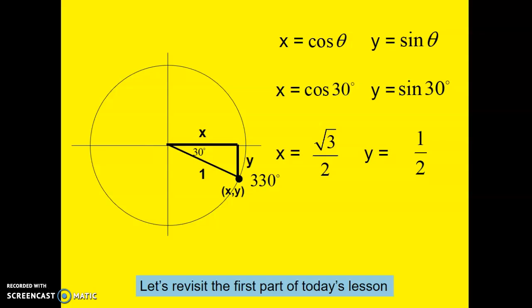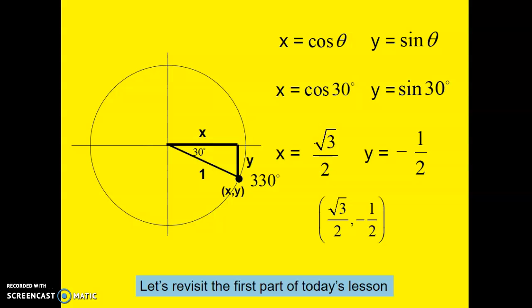Now, if you think about the signs again, the positives and negatives, this is the fourth quadrant. In the fourth quadrant, the x values are all positive, but the y values, since they're going down, are all negative. So your point at 330 degrees is going to be root 3 over 2, comma, negative 1/2.